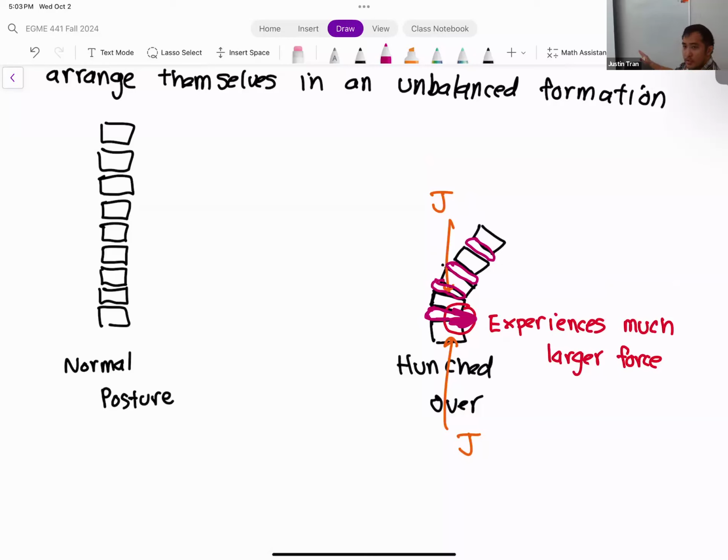All right, any questions on this example here? Okay. All right. So for the last example that we're going to do today, let's see the same situation, but with better lifting technique.